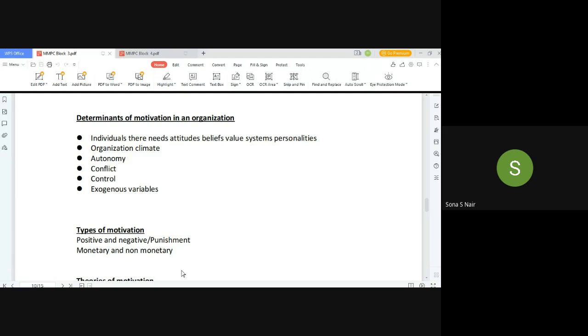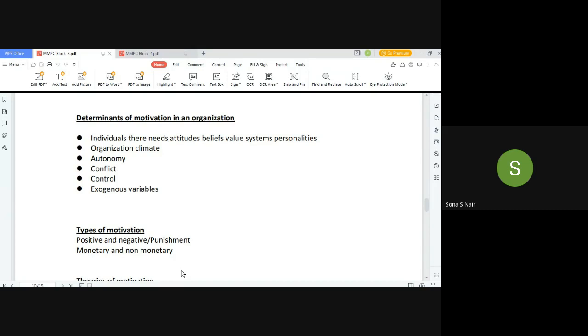Okay. So individuals are determinants of motivation in an organization because they come from a variety of things with them: personal characteristics, psychological characteristics, backgrounds. The organizational climate also is a determinant of motivation in an organization. Sometimes the climate is very stifling. Sometimes the climate is very positive, very energetic. So that also influences the motivation levels of people in the organization.